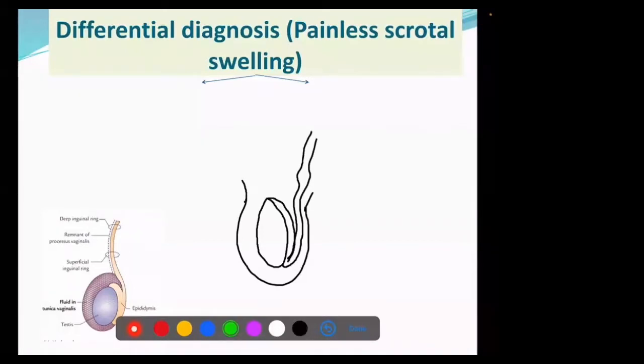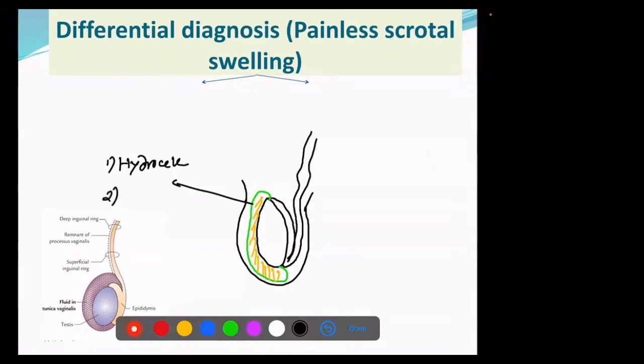There's the tunica vaginalis covering there. So, see here, if fluid accumulates inside the tunica vaginalis due to any reason, primary or secondary, then this is known as hydrocele. Hydrocele is an abnormal accumulation of fluid inside the tunica vaginalis.